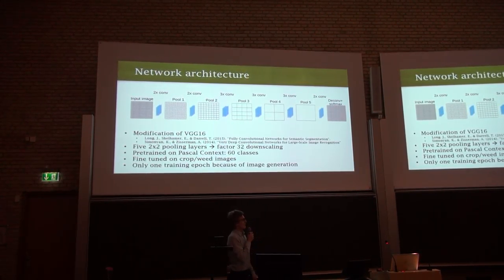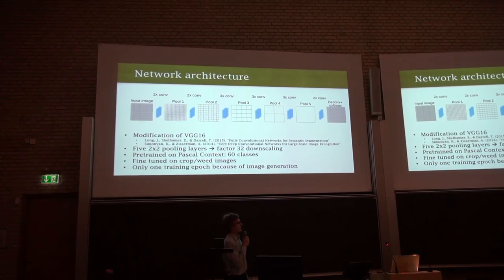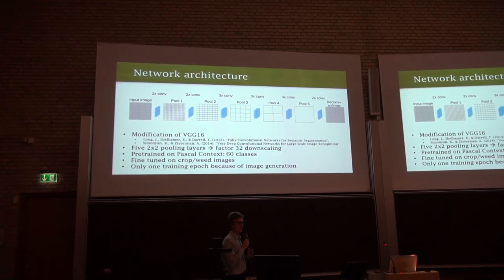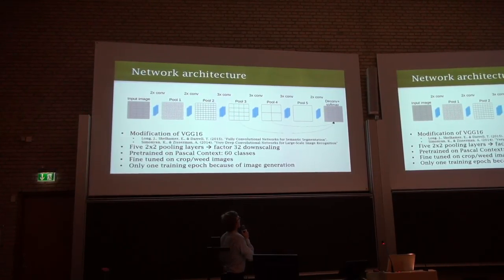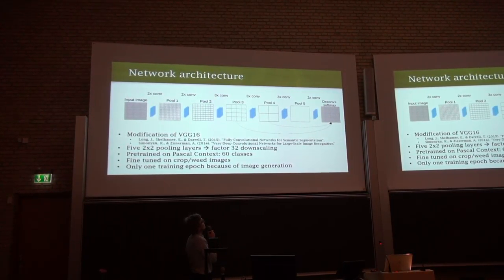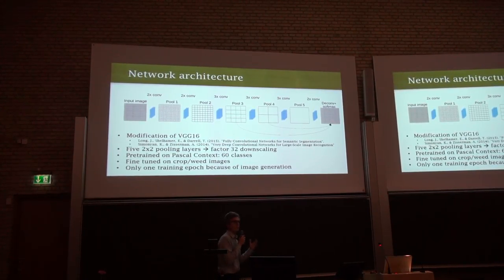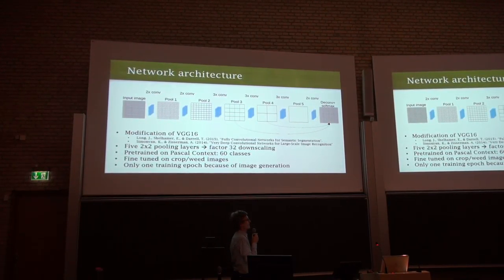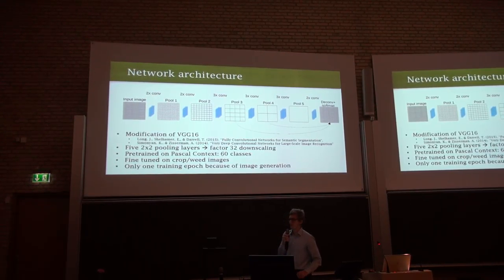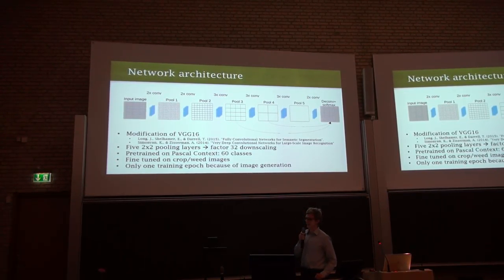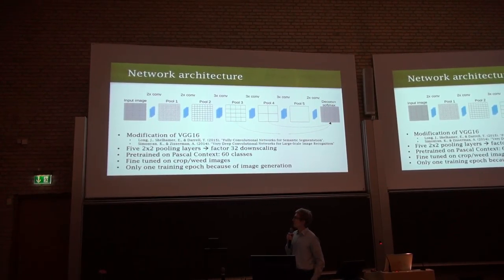Because of these pooling layers, we miss some of the details in the original image. So therefore, two shortcuts are introduced from pooling layer 3 and pooling layer 4, where we can pull some of the final details to the end of the network, so that we keep some of these important details that we want to keep.